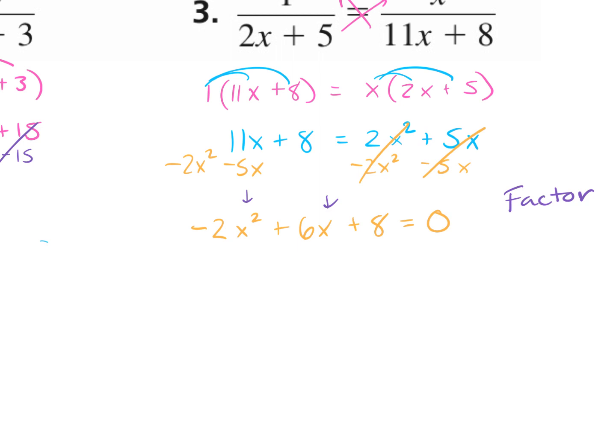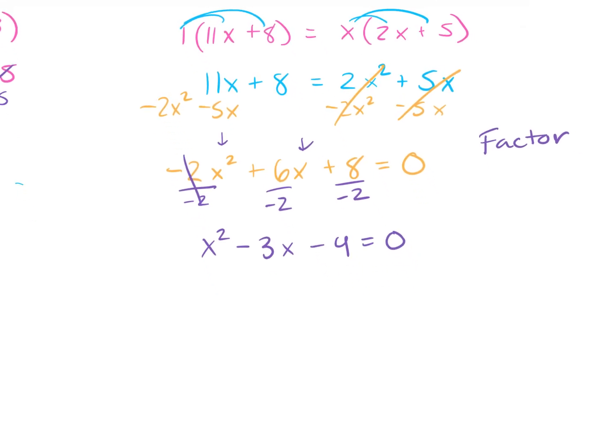So what's my GCF? Negative 2, perfect. We want to take out that negative 2. That way it makes the x squared term a positive one to make it a whole lot easier to factor. So I have x squared minus 3x minus 4 is equal to 0. Now let's see if we can factor. Do we have two factors of negative 4 that add to negative 3? Negative 4 and positive 1. So we got x minus 4 and x plus 1 is equal to 0.